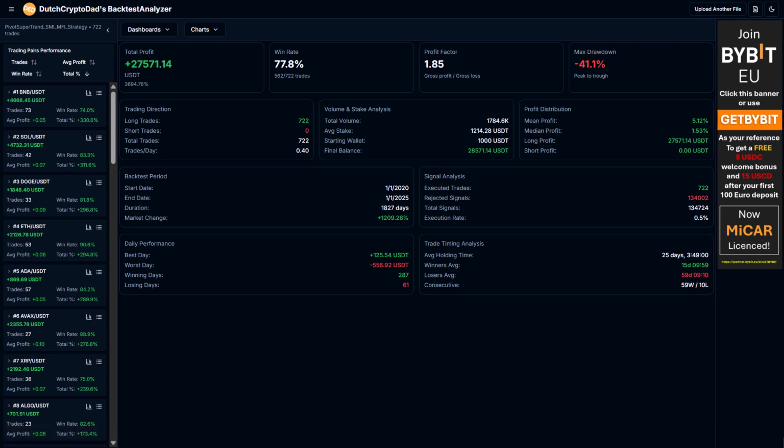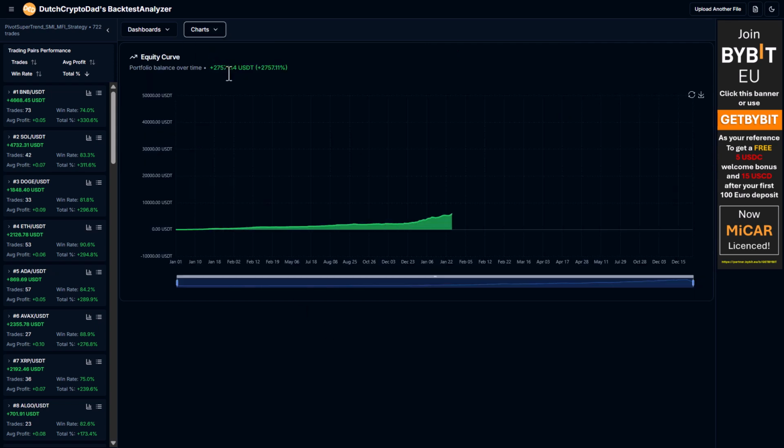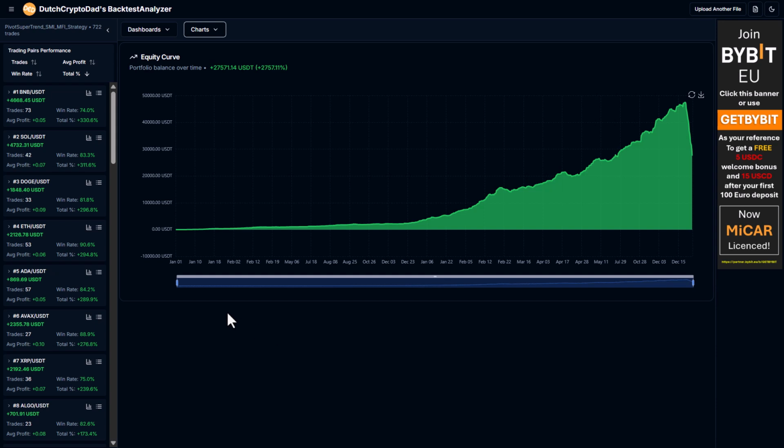It produces a huge hypothetical 27,000 USDT with a win rate of 77.8%, which is really high for a trading strategy like this, and a profit factor of 1.85. Now you'll have to take into consideration that there was also a maximum drawdown of 41% experienced, so this could be a risk. But overall the equity curve looks very nice, a very steady upward-going slope.